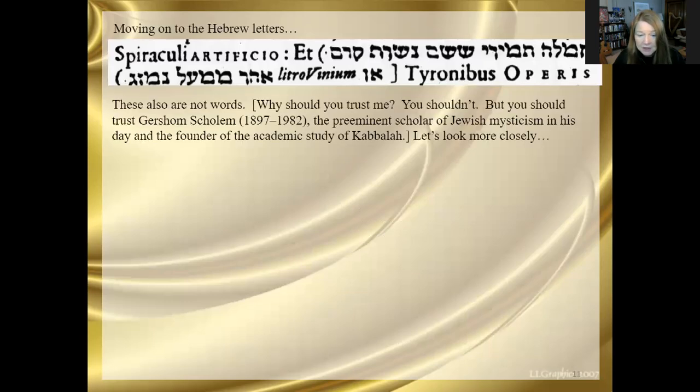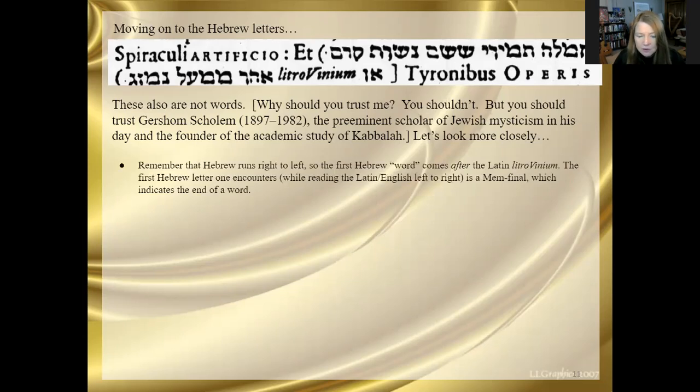We've had some success with them. What about the Hebrew? These also are not words. Now, you shouldn't trust me on this. My Hebrew is fairly limited. It's largely drawn from initiatory groups and study of Hermetic Kabbalah. So who you might want to trust is Gershom Scholem, who was in his day the preeminent scholar of Jewish mysticism and the founder of the entire field of the academic study of Kabbalah. So let's look at this more closely, and then we'll see what Scholem says about it and what we can figure out from it. Remember, Hebrew is running right to left.